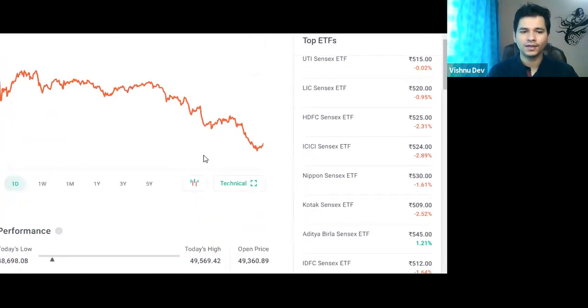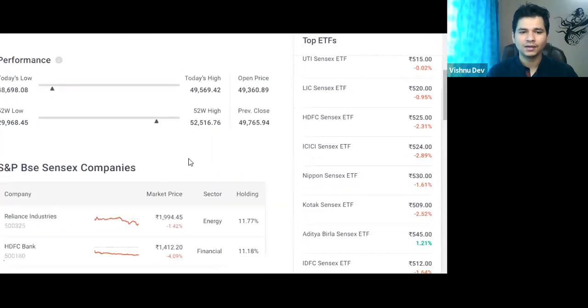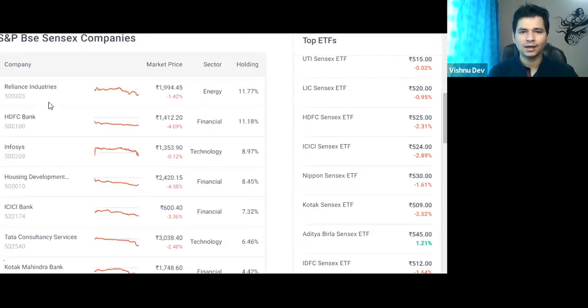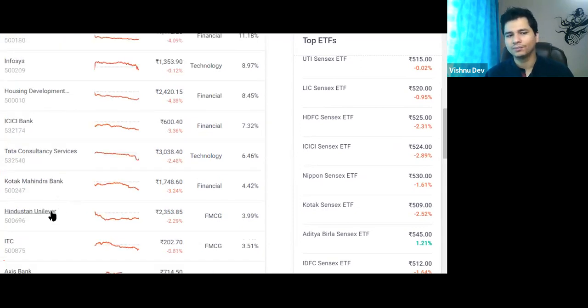So it is a group of 30 companies. These are the companies under the Sensex: Reliance, HDFC Bank, Infosys, TCS, Kotak Mahindra. These are the big companies, and they are called blue chip companies.